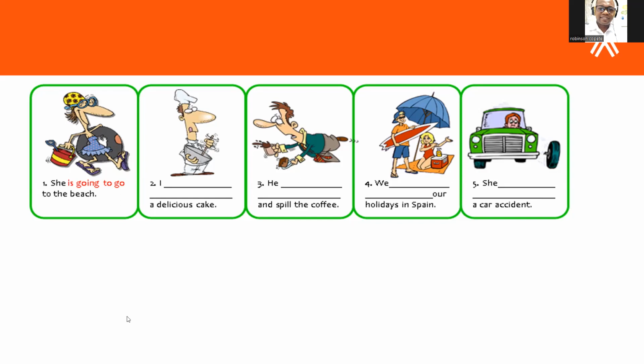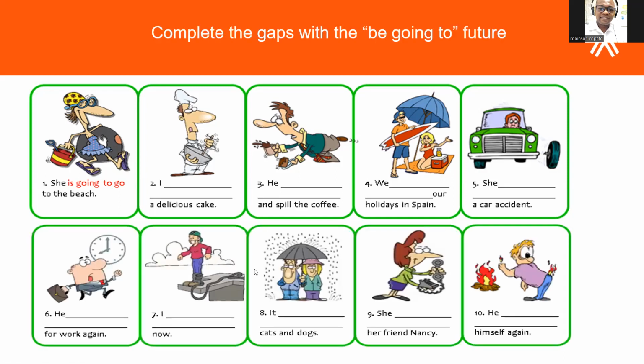Okay, very good. And here we got more. Aquí tenemos más. Number 6. He for work again. Look the picture, look the image, and come up with the right sentence. She's not going to drive a car accident. Could be a good one. She's not going to drive into a car accident, even though it should be better. Number 6, he for work again. ¿Cómo sería?